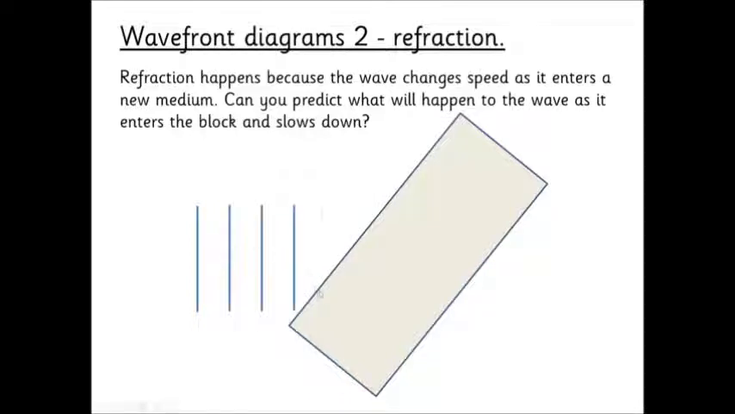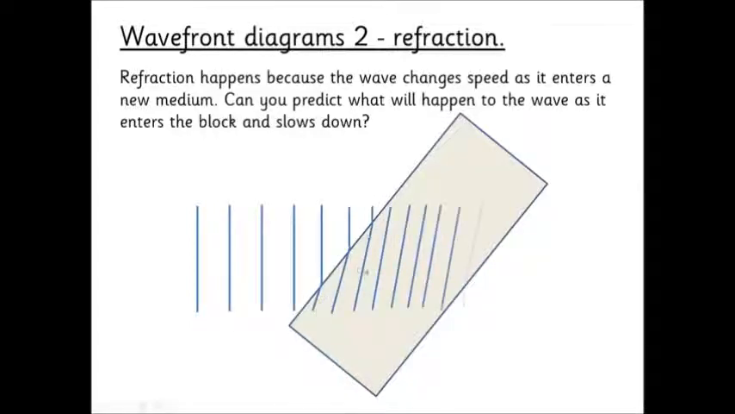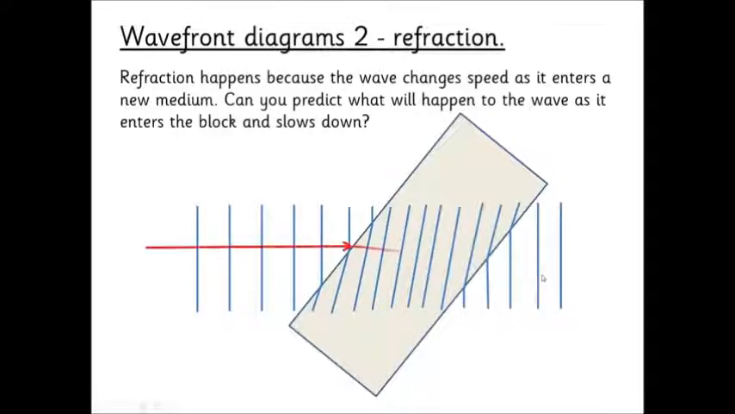So as it enters the block, it starts to slow down. At the point where it enters the block, the wave slows down, and that causes the wavelength to get less. So the wavelength decreases, and then as it leaves the block, it speeds up again, so the wavelength increases. Now, this is how you draw your light. It would bend towards the normal, and then it would bend away from the normal.